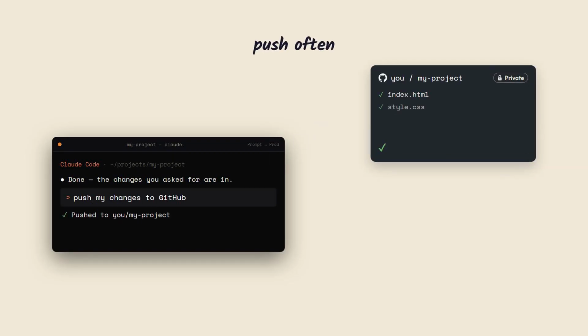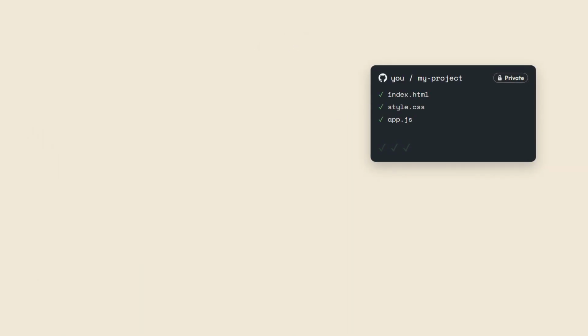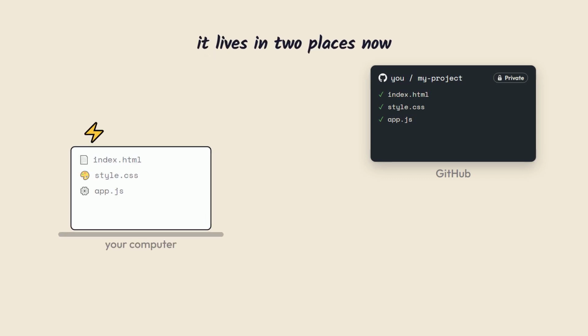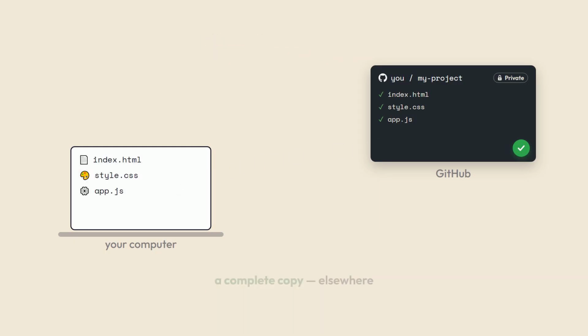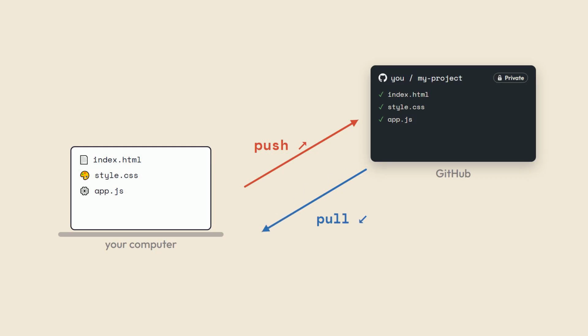From then on, whenever Claude has made changes you're satisfied with, ask it to push them to GitHub. Do this often. Once your work is on GitHub, it no longer lives only on your computer. A hardware failure, a bad update, an accidentally deleted folder, none of these can cost you the project because a complete copy exists elsewhere. This works in the other direction as well. Sending work up to GitHub is called pushing. Bringing it down is called pulling.